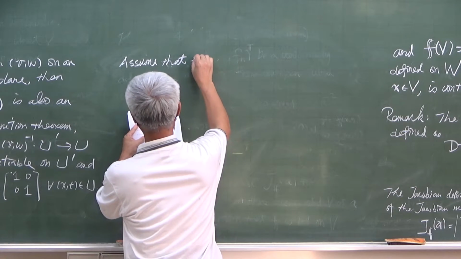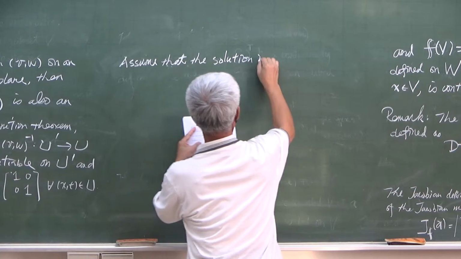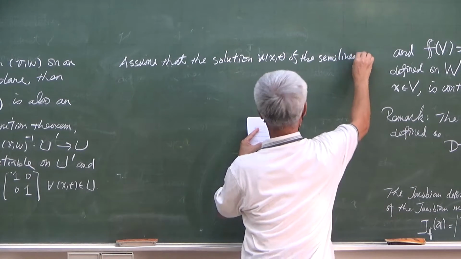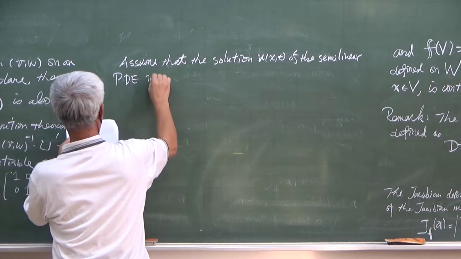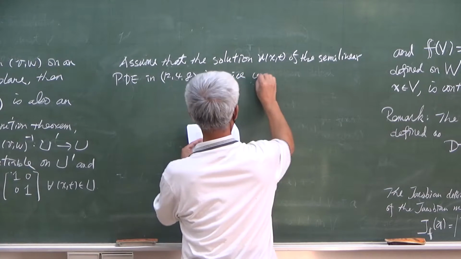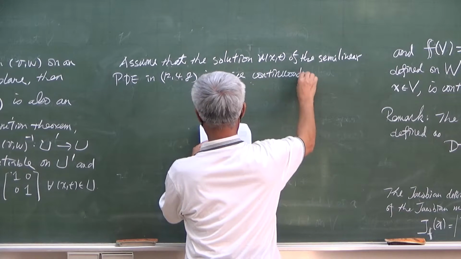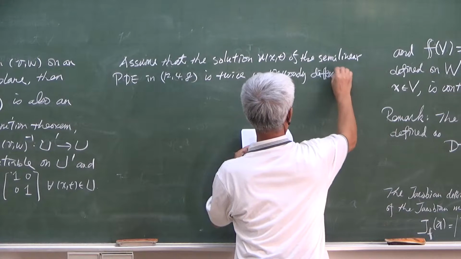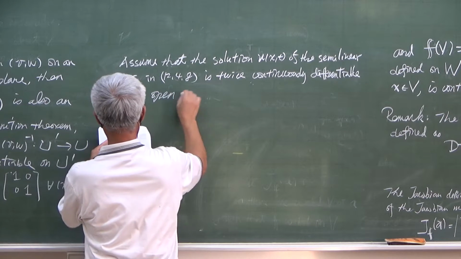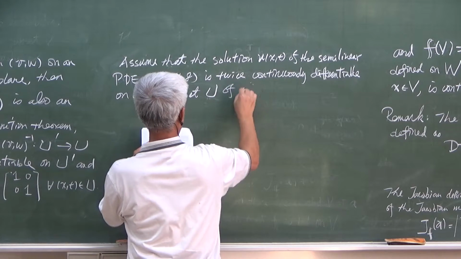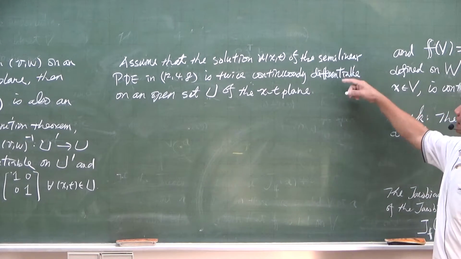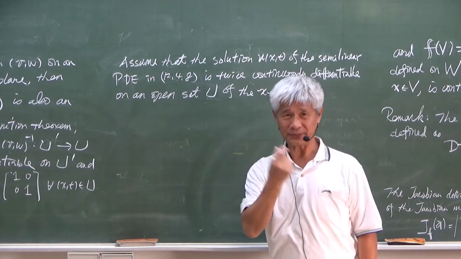Assume that the solution u(x,t) of the semi-linear PDE in 12.4.8 is twice continuously differentiable on an open set U of the xt plane. So we assume our solution is defined on at least an open subset of the xt plane.